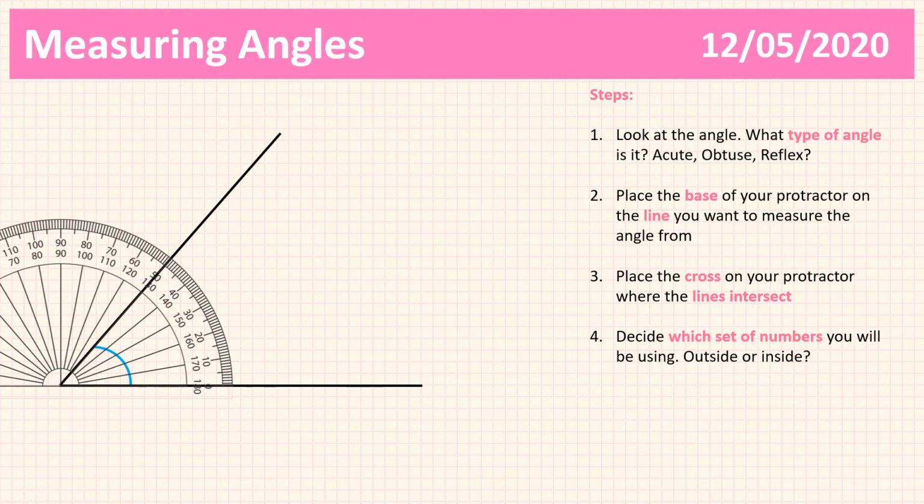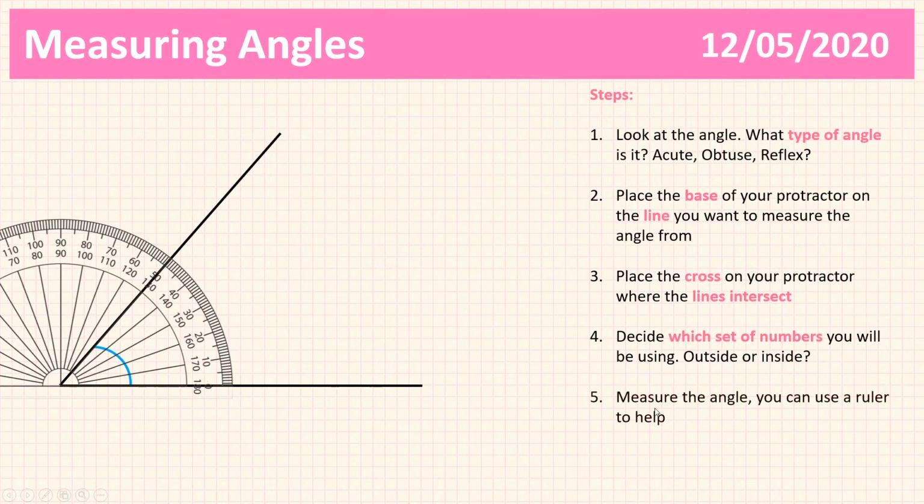I start counting from 0. So I'm not going to use the inside numbers. I'm not going to use 180, 170, 160. I'm going to use 0, 10, 20, like that, to try and measure my angle. So I'm using the outside numbers, not the inside numbers.